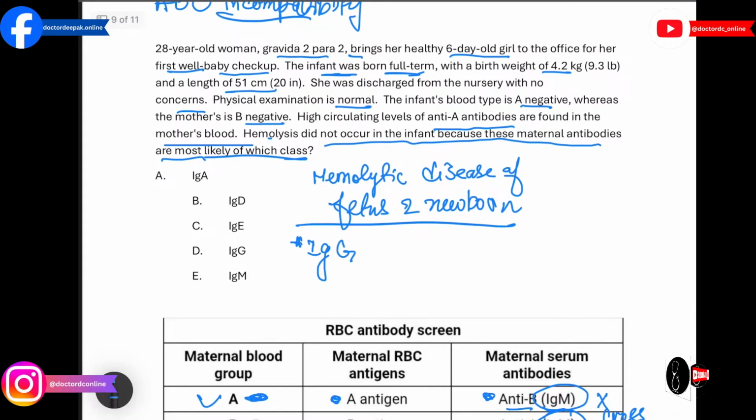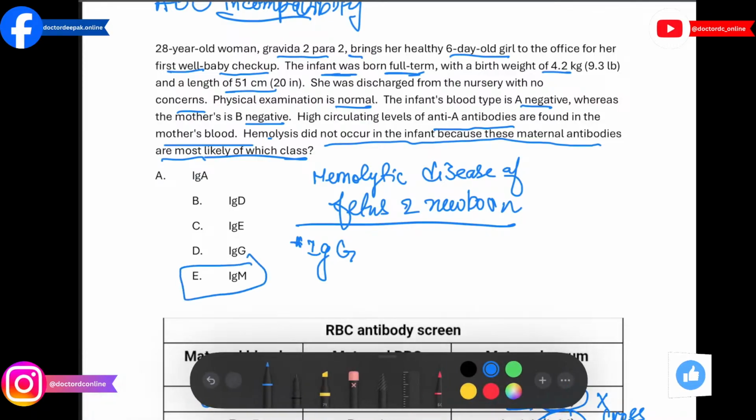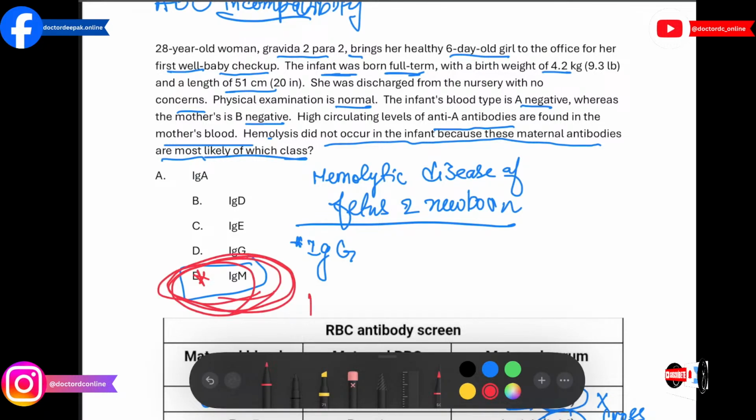So due to which class of antibodies is the hemolysis not occurring? Due to IgM. IgM is the right answer. IgM is pentavalent, having increased avidity.